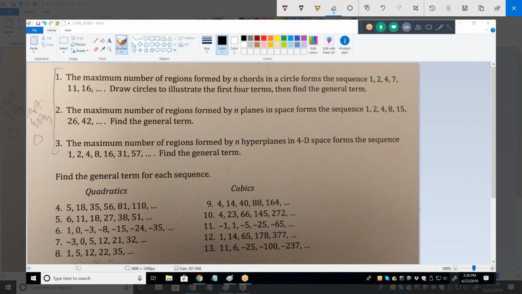Let's draw circles and see if we can discover anything. I did notice one thing here, that there's one chord and there's 2 regions. That's the next term. You put a second chord on there and there's now 4 regions. That's that term. Yes, sir. And you put another chord on there and there's going to be 7 regions. 1, 2, 3, 4, 5, 6, 7. So I see what he's doing with the chords and the circles, but I don't know how that gets you your nth term or the general term.